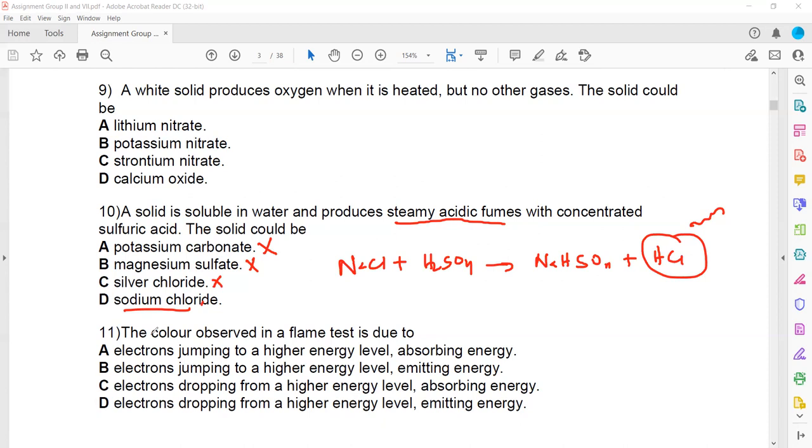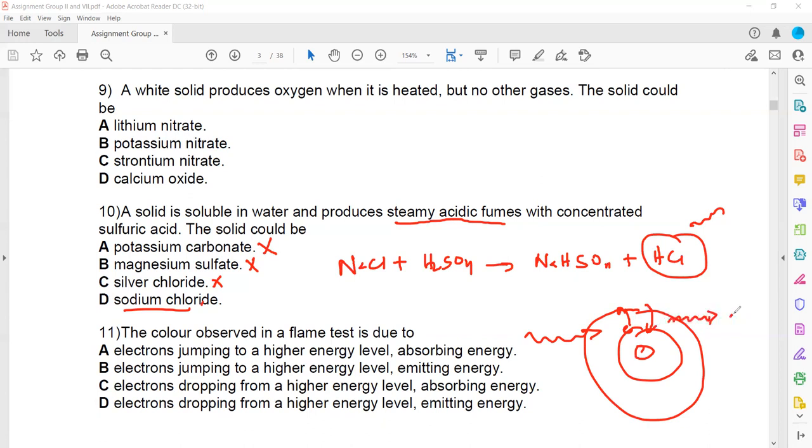Then, a color is observed in a flame test due to. So basically, why do we observe the color, as we discussed? When we place the sample on the hottest part of the flame, the electron absorbs energy and jumps. But at that time we don't see a color. Because it does not belong to this shell, it has to return back to its original shell. As a result, when the electron returns, it releases energy, and that energy corresponds to a characteristic color.